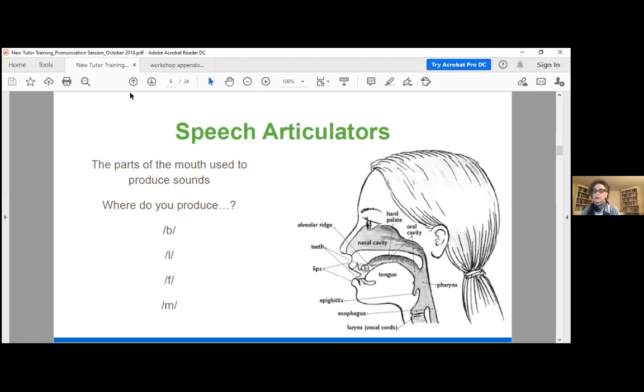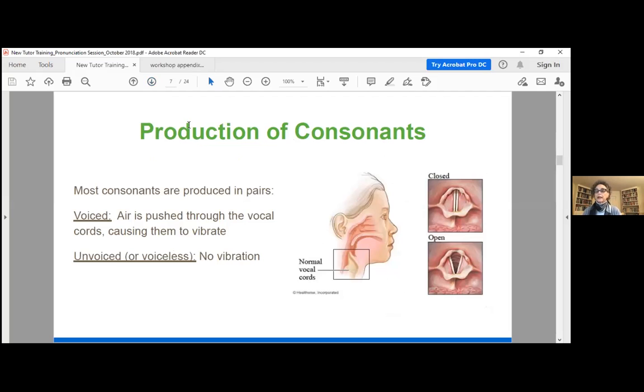There's another thing that we like to talk about, and that is voicing. And you might read about this in some pronunciation material. So in English, most consonants are made in pairs. In other words, you use the very same articulators for both sounds, but for one sound, your voice is on, and for one, your voice is off.